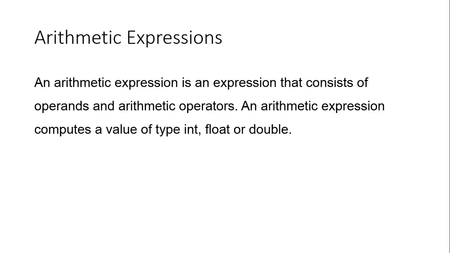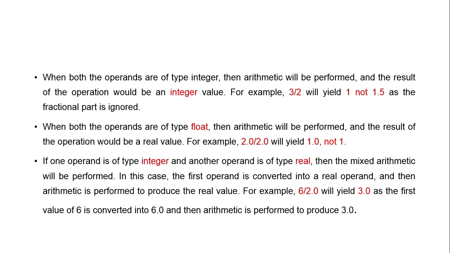If I declare two integer values, 3 and 2, and perform the operation 3 divided by 2, what is the result? The actual result is 1.5, but it will print 1 only. The 0.5 value will be ignored.